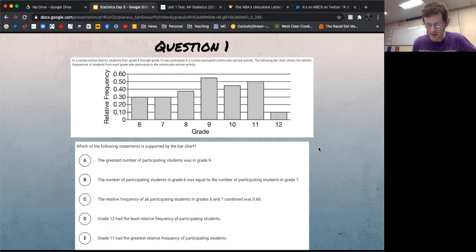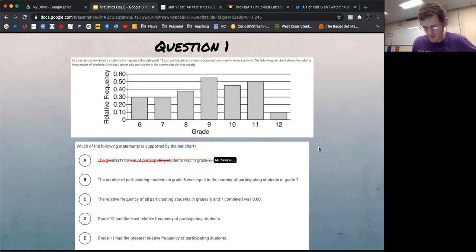There might only be 100 ninth graders, and there might be 800 8th graders. That's extreme, but you can see that the proportion of 9th graders might be the highest, but it might not be the biggest number represented. All right, so anything related to that? So no, we can't say that's true.